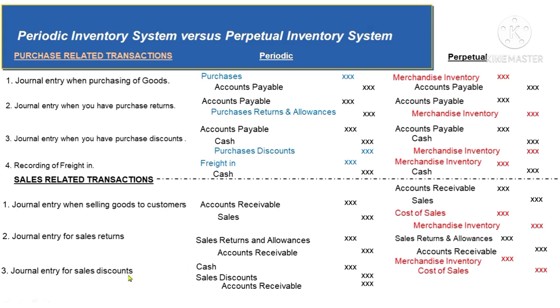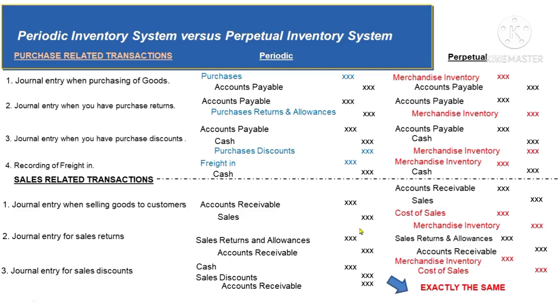Lastly, we have the sales discounts. So, do periodic and perpetual systems have the same journal entry? The answer is yes. And unlike the sales and the sales returns right here, there are no secondary or additional entries here in the sales discounts. They are exactly the same.